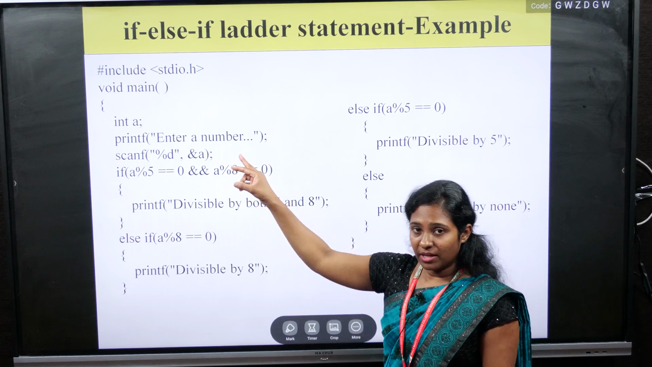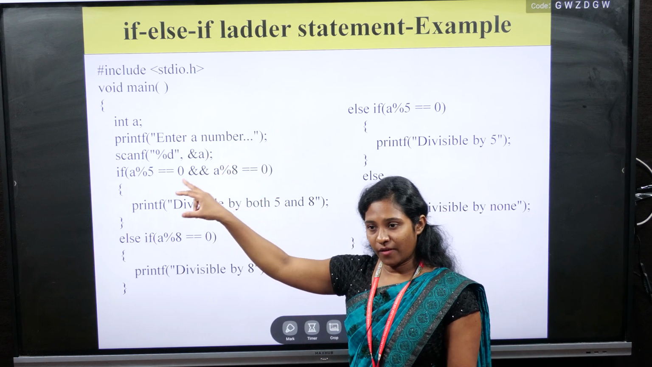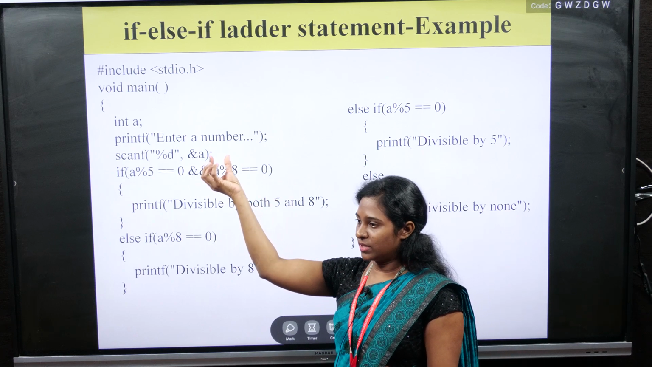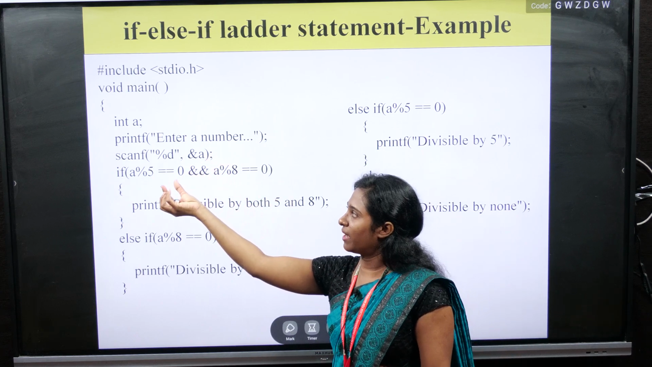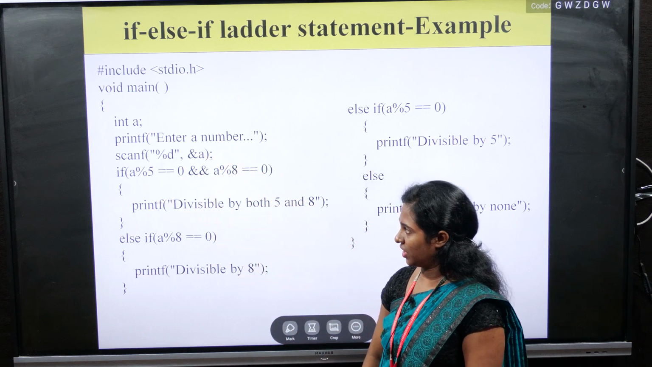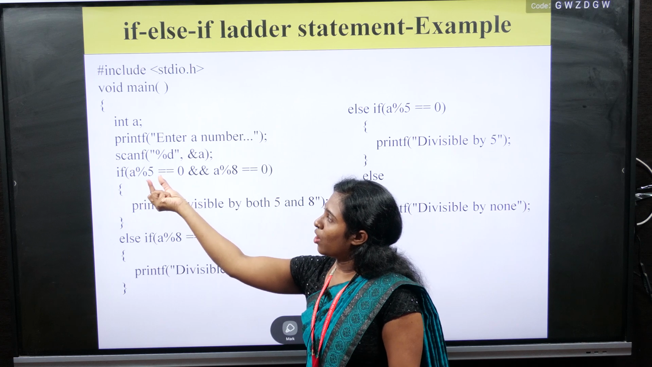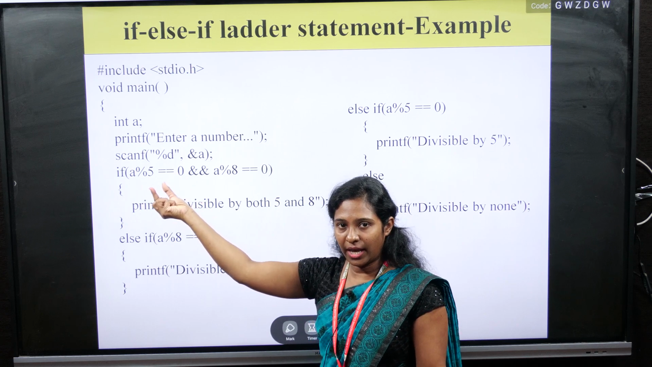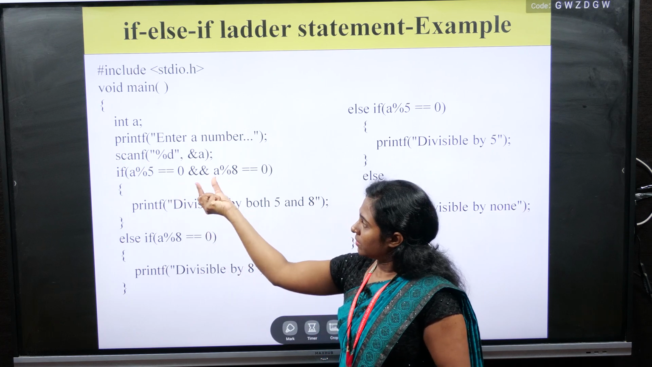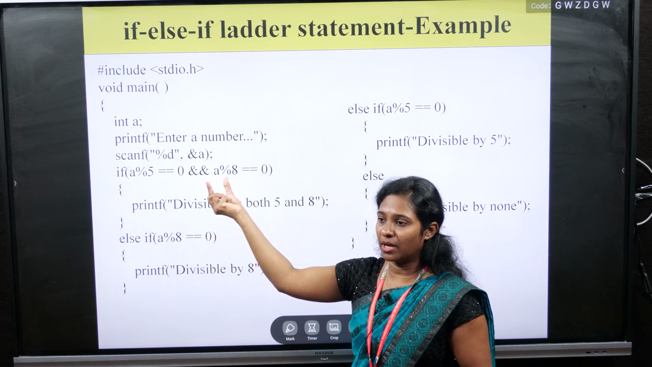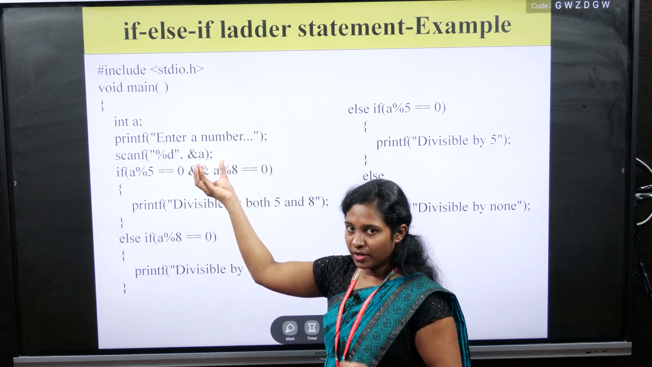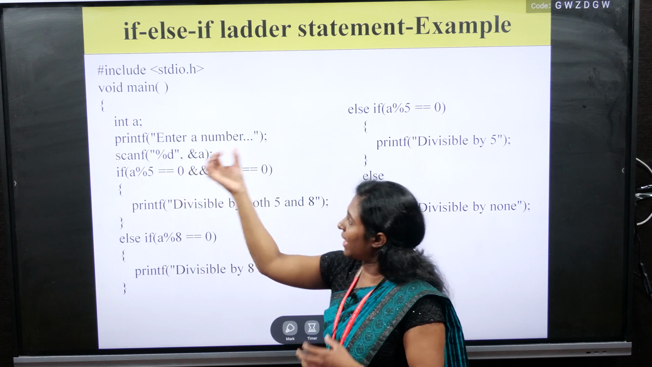Now we need to check whether this a is divisible by 5 as well as 8. To check whether this integer value is divisible by 5 and 8, we have to give a condition inside the if condition. So if a modulus 5, if you divide a by 5 and you get a remainder of 0, and this logical AND is introduced here because we need to check whether the value that we have got from the user is divisible by 5 as well as 8.